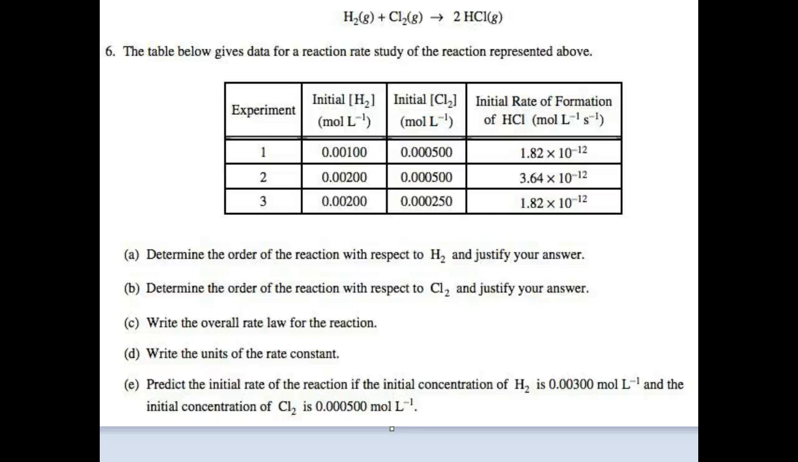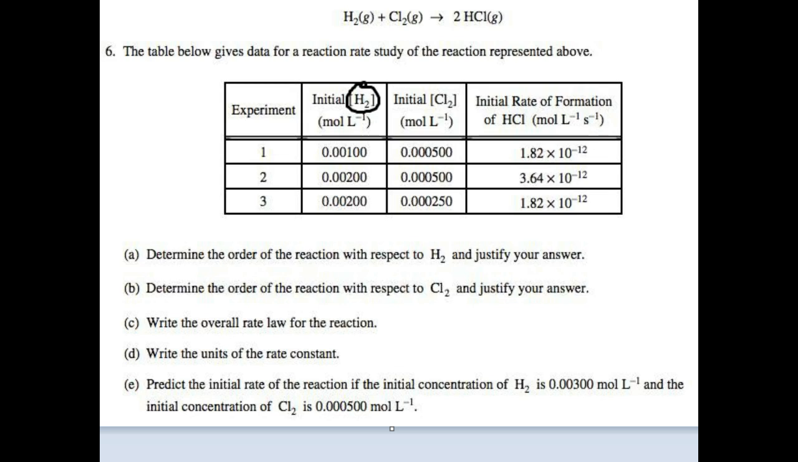Hi y'all, this is a nice reaction rate problem. They give you 3 experiments and they give you these initial concentrations of the reactants and the rate that you get. So determine the order of reaction with respect to H2. How do you go about doing this problem?